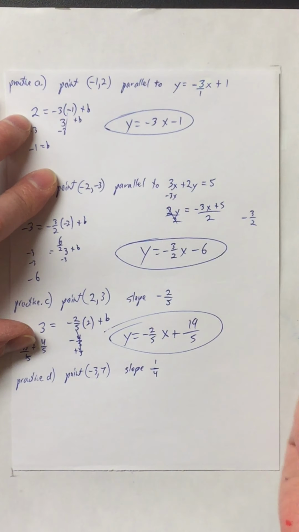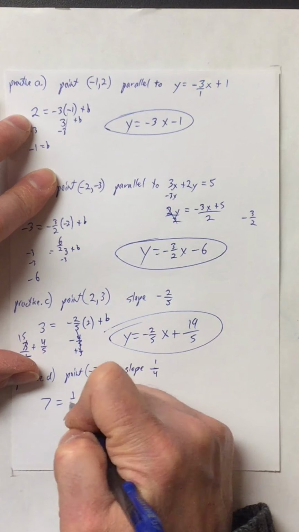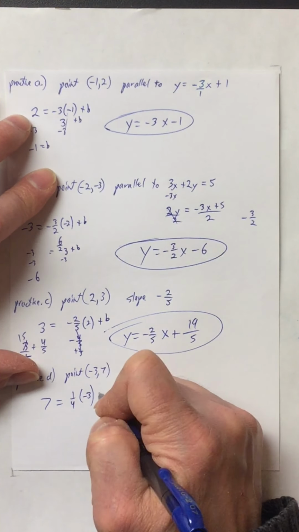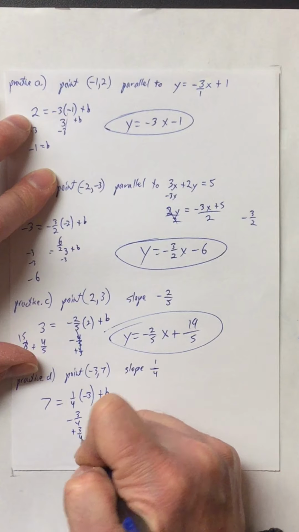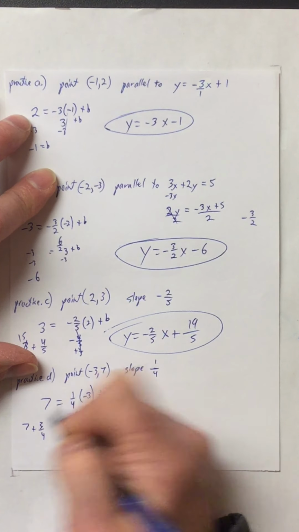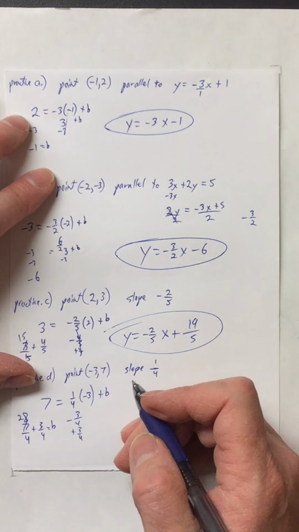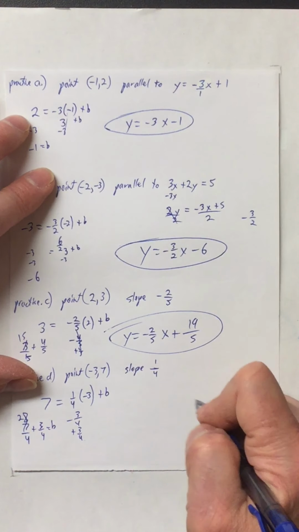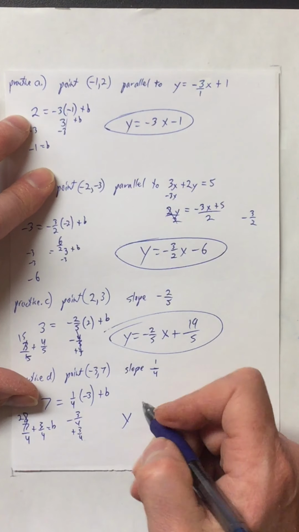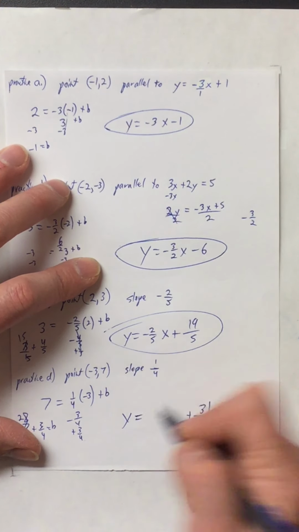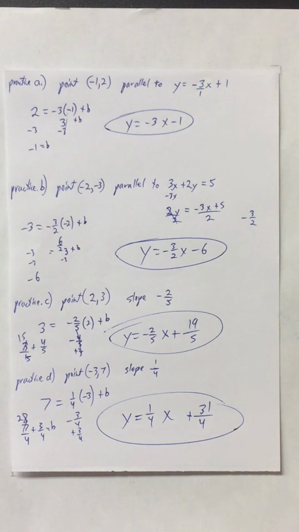All right, let's look at the last one here. They give me the slope, so I don't have to do any work for that. 7 equals 1/4 times negative 3 plus my intercept. Multiply these together, I get negative 3/4. I'm going to add that to both sides, so 7 plus 3/4 is equal to my intercept. Common denominator 4. 4 times 7 is 28. 28 plus 3 looks like 31. So 31 over 4, it's positive. There's my intercept. So right now in my slope-intercept form, y equals 1/4 x plus 31 over 4.